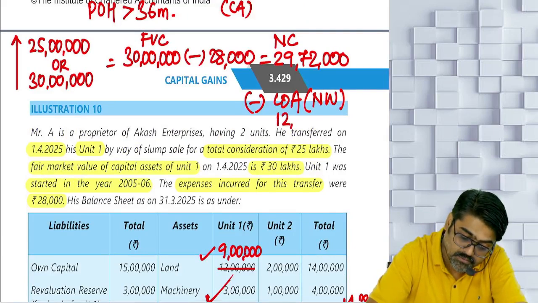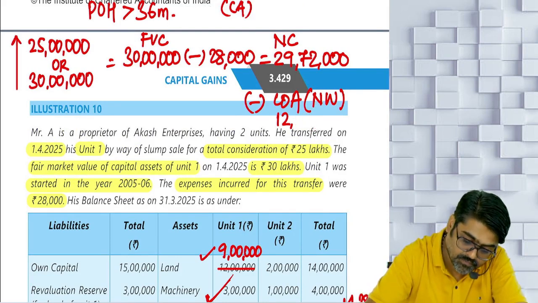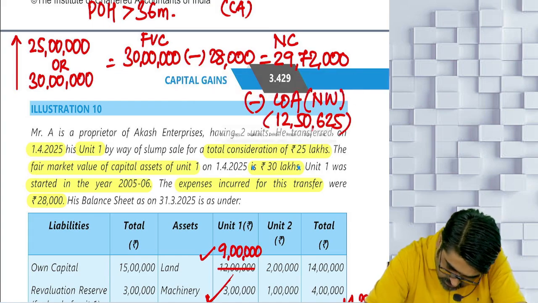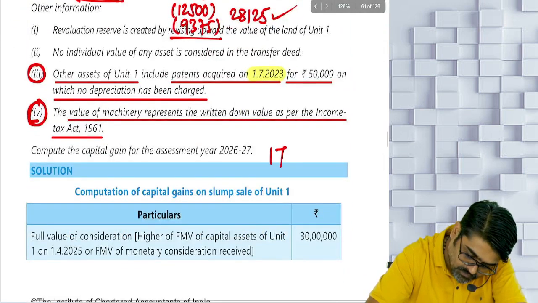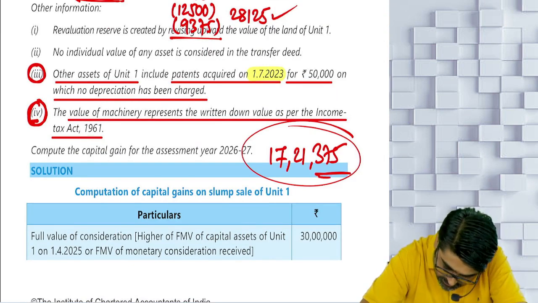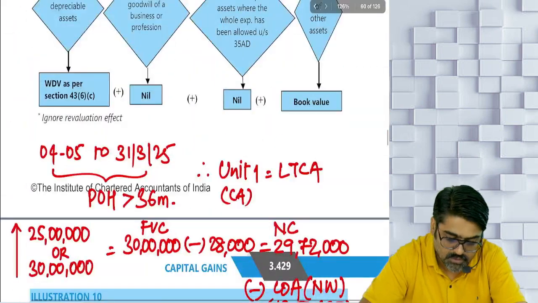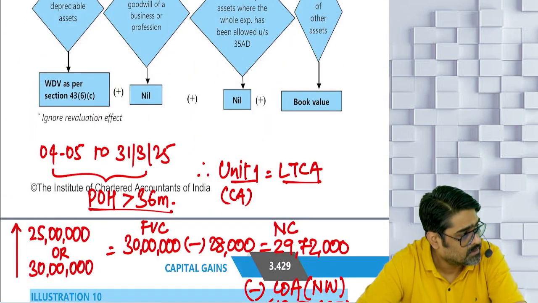12 lakh, 56,000, 15,000, 50,000. This is the net worth. This is the cost. Reduce that out of net consideration. This is your capital gains. Short term or long term? Why? Because unit 1 is a long term capital asset. Period of holding was more than.